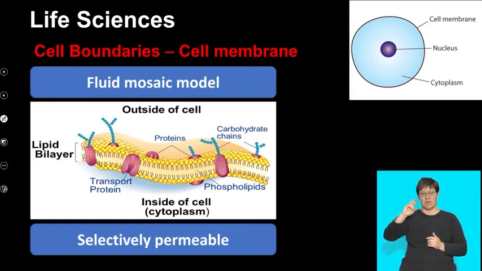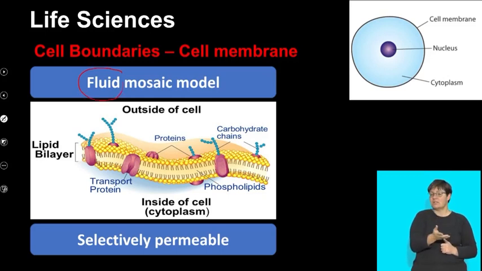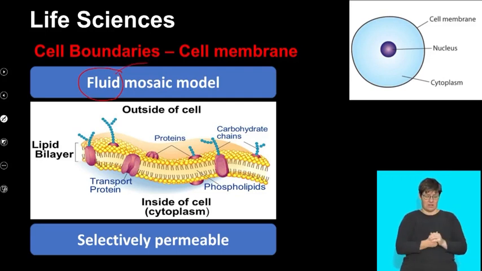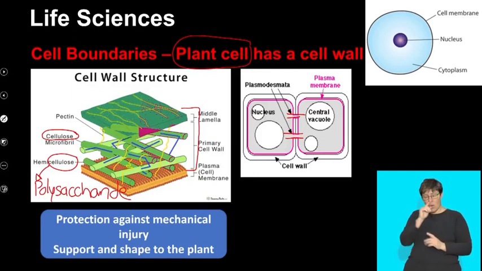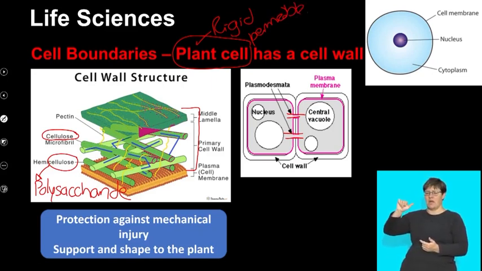Now, the cell membrane is quite a complicated structure. And we give it the name a fluid mosaic model. What we mean by that is the fluid means that the cell membrane can move. When we go to our plant cell, the cell wall over here, we notice it's very rigid. And another word I would use there is permeable. What do I mean by that? The cell wall is going to let everything through.